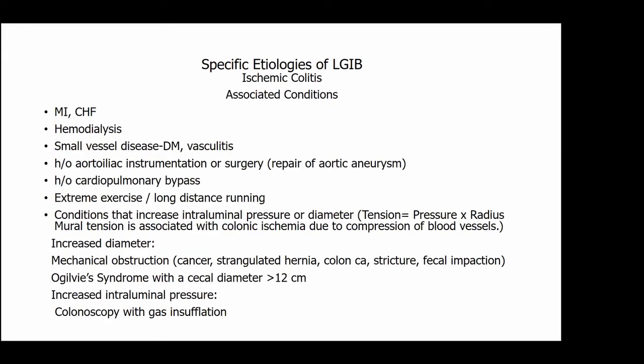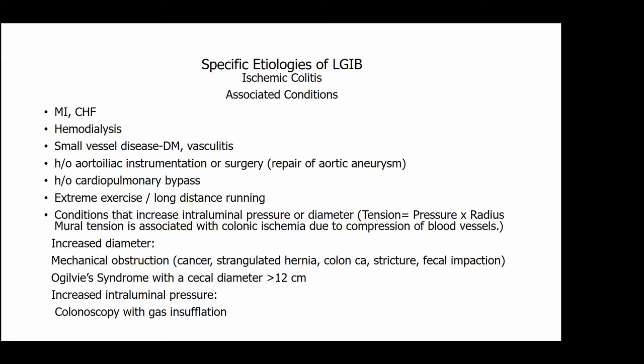There are several other conditions that are associated with ischemic colitis. For example, there are some medical conditions, MI, CHF, hemodialysis, and small vessel disease such as diabetes and vasculitis. There are surgical conditions that are also associated with ischemic colitis. For example, any sort of aortoiliac instrumentation or surgery, such as repair of an aortic aneurysm or a history of cardiopulmonary bypass. And then there are some lifestyle things that can be associated with ischemic colitis. Extreme exercise or long distance running being some of them.